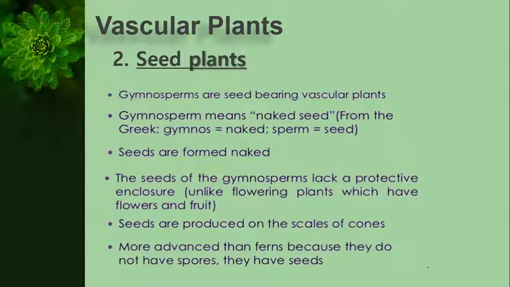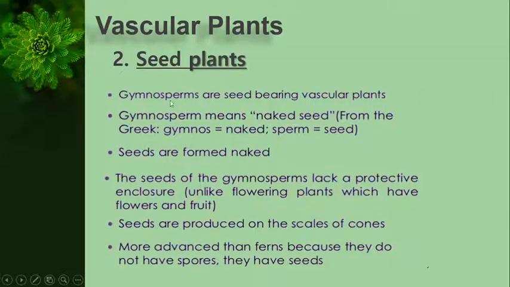The group number 2 of vascular plants are seed plants. So now you know seedless vascular plants reproduce by spores. Seed plants also divide into two main groups, gymnosperm and angiosperm. Number 1 of seed plants are gymnosperms.